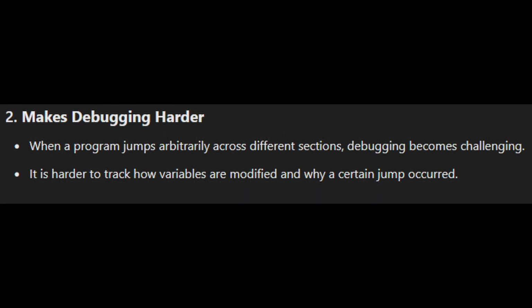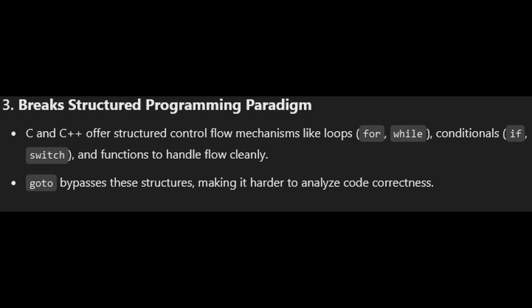Not only does it make debugging harder, you're jumping across different sections of code and possibly different modules. And then you can't even track how variables were modified anymore, or why you even did the jump in the first place. So one of the benefits of C is you can do everything without goto statements if you wanted to, because they offer you for loops, while loops, if, switch, and goto is going to bypass all that. You've already seen one use case with the error condition, and it's quite handy for that.